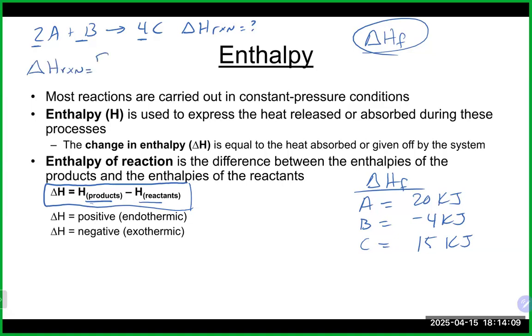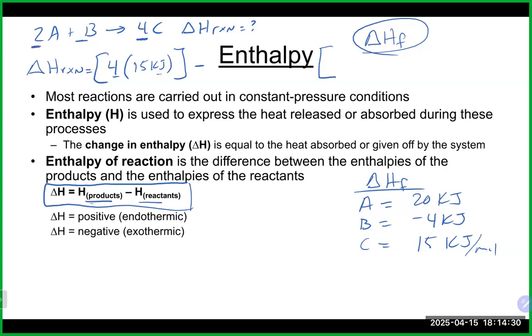We'll start on our product side. There are 4 C's. We would take 4 times the value of C, which typically is kilojoules per mole, and we'll take 15 kilojoules there. That is all of our products, basically. This is basically moles times moles here. We're going to then subtract it from all of our reactants.